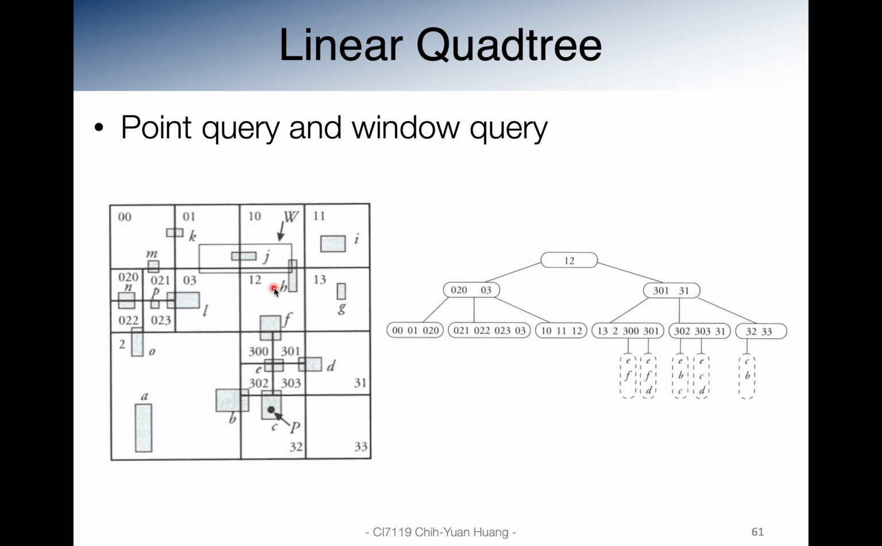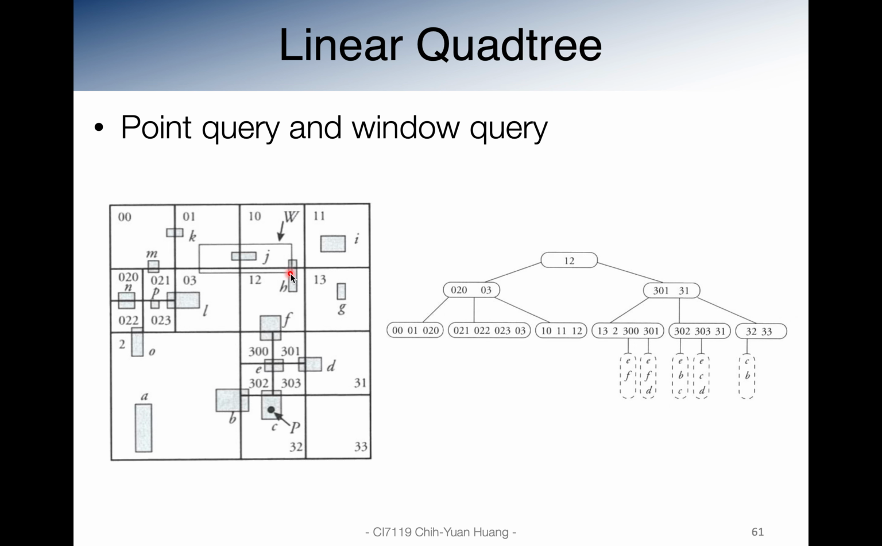So to execute the window query in the linear quadtree, it needs to identify the coverage of the one-dimensional order for this window query. Usually you will take the top left corner and the bottom right corner, and identify what the quad keys of these two corners are. As you can see, the quad key for the top left corner is 0, 1, and the bottom right corner is 1, 2.